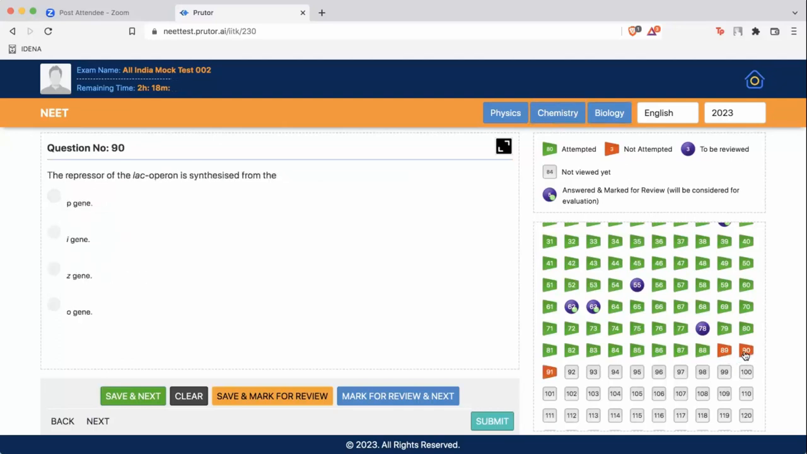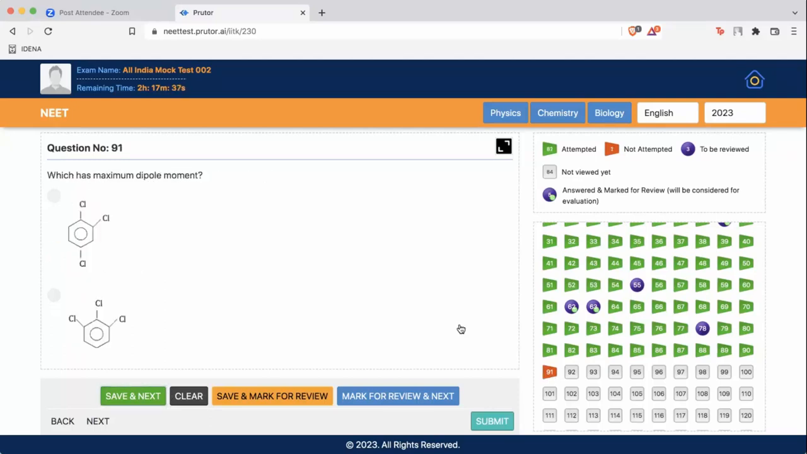91. The repressor of lac operon is synthesized from the I inhibitor gene. 89th question, energies of orbitals. If they have the same n, all energies will be similar in a hydrogen atom. So this is the answer.